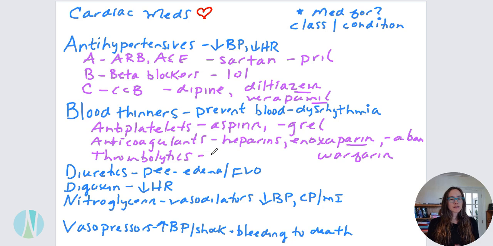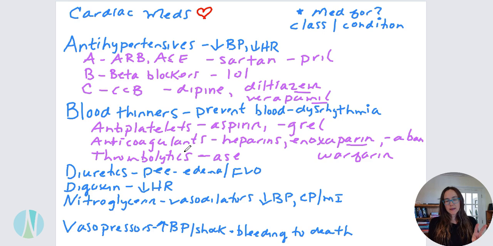Now the thrombolytics, they break up a blood clot. So of course they're going to thin the blood too. The thrombolytics end in A's. So tenecteplase, alteplase. Now the diuretics, those are going to help make the patient pee. So it's people who are in fluid volume overload.